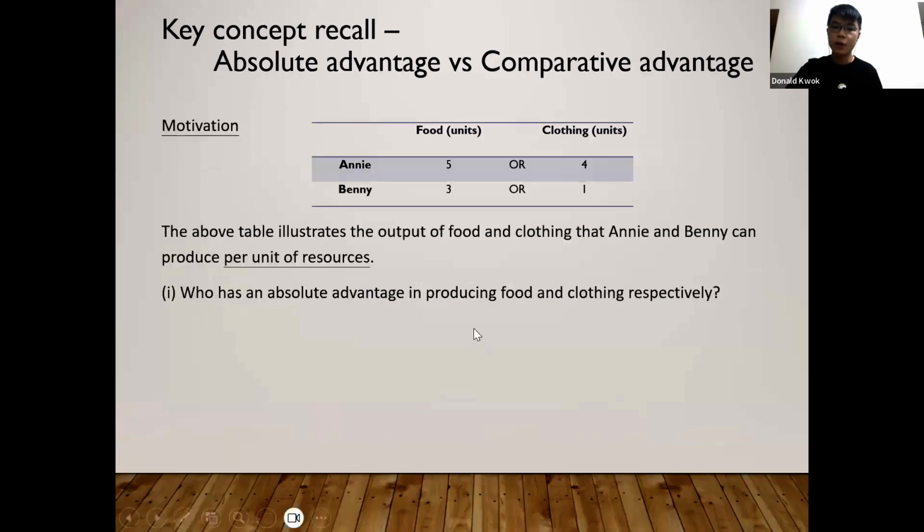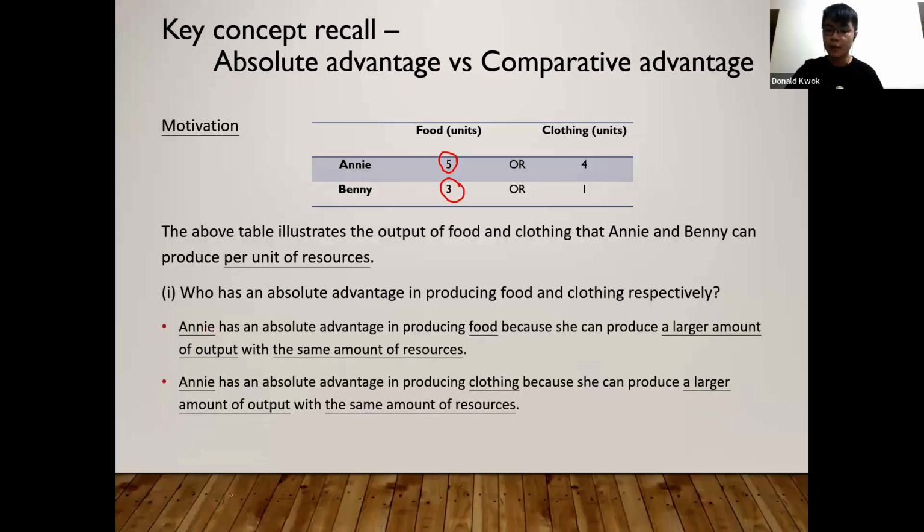So let me go through the following motivating example to show what I exactly mean about these concepts. This table here is illustrating the production of Annie and Benny per unit of resources. We are going to determine who has the absolute advantage in producing food and clothing respectively in the first part here. Let's consider food production first. Given 1 unit of resources, Annie can produce 5 units of food, while Benny can only produce 3 units of food. Since 5 is greater than 3, this means that Annie can produce more units of food than Benny with the same amount of resources. So Annie has an absolute advantage in producing food.